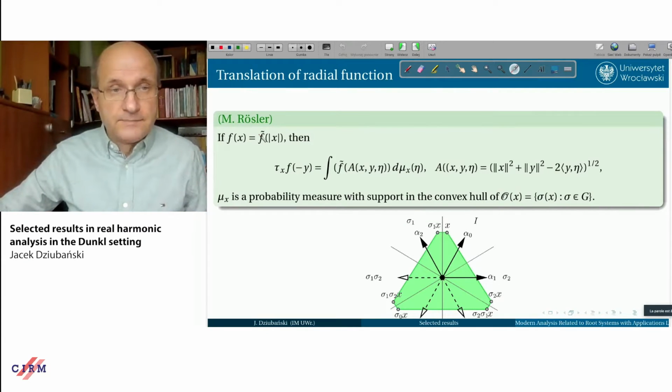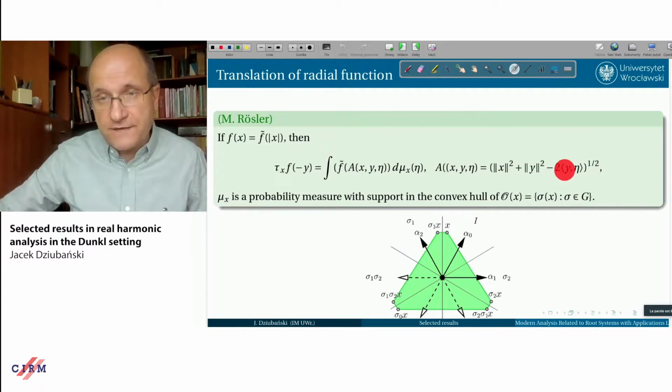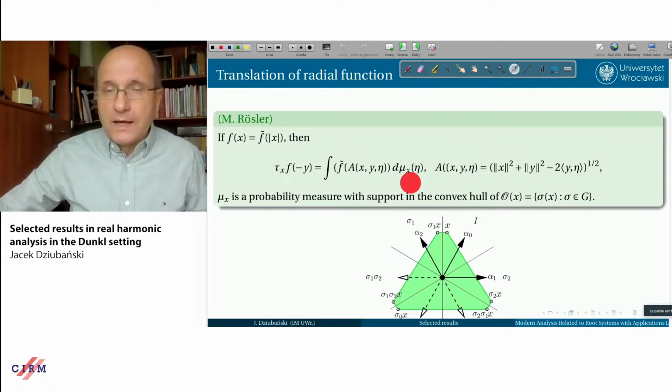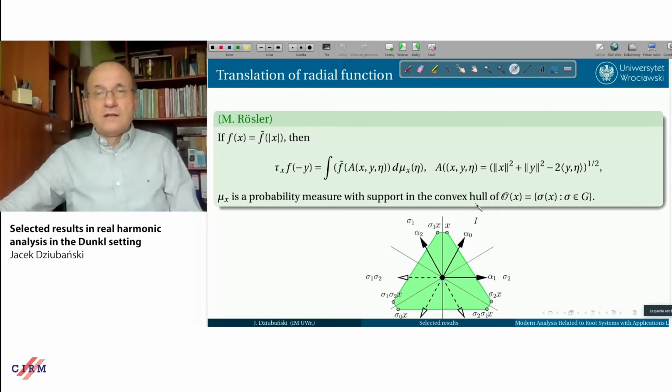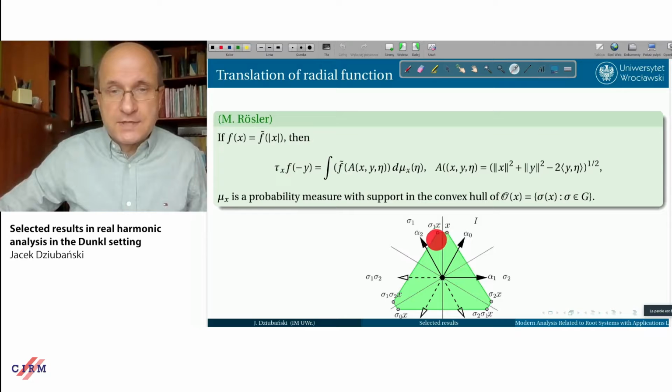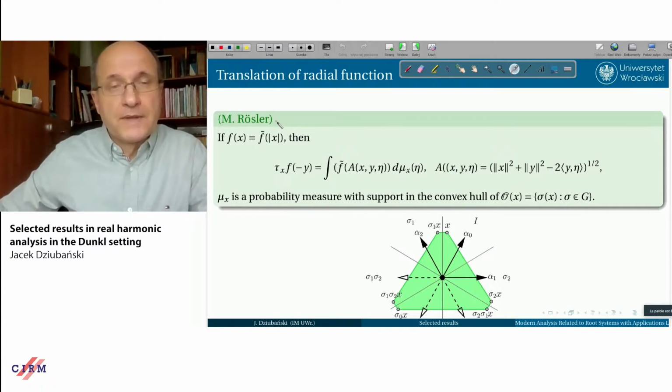So this is the formula of Rösler for generalized translations of a radial function. If f is a radial function, and f tilde is its radial part, then the translation by the vector x of the function f, computed at the point negative y, is the integral of f tilde composed with the function A. The function A is defined here, and this integral is against the probability measure mu x. We do not know too much about this measure, except that it is a probability measure and it is supported in the convex hull of the orbit of the point x. So the point x is here. Here is the orbit of the point x, so these are these points. And we take the convex hull, and we know, thanks to the result of Rösler, that the support of the measure is contained in this set. So this is our very, very important tool.